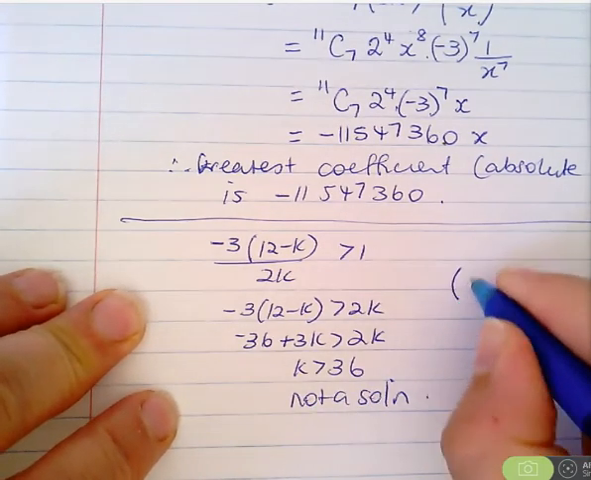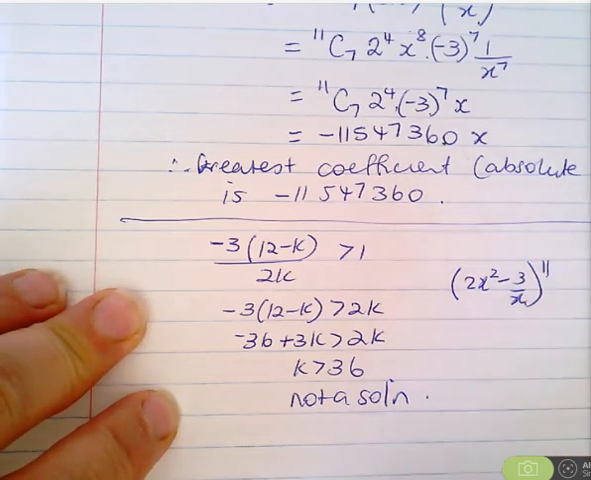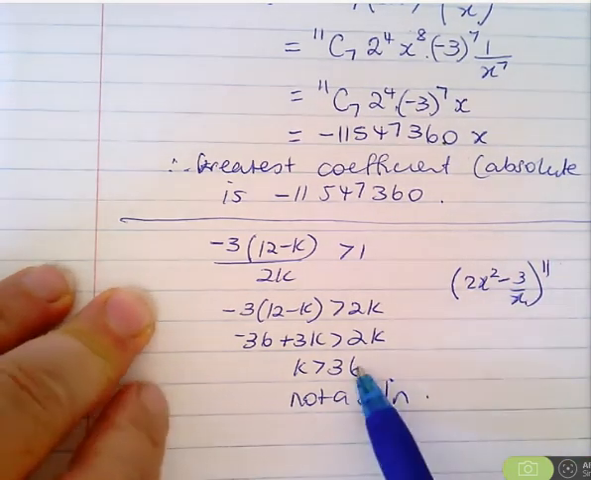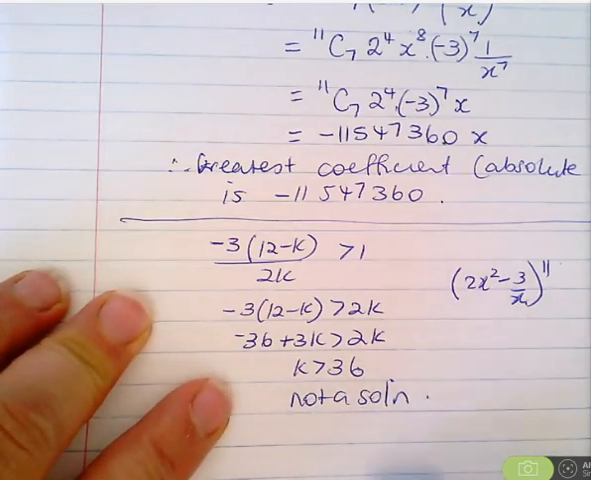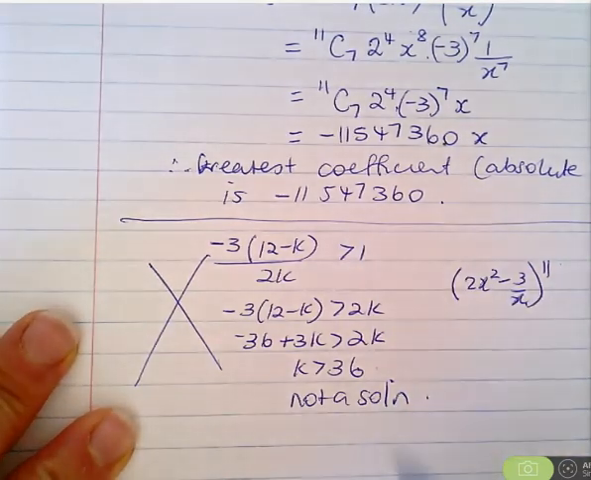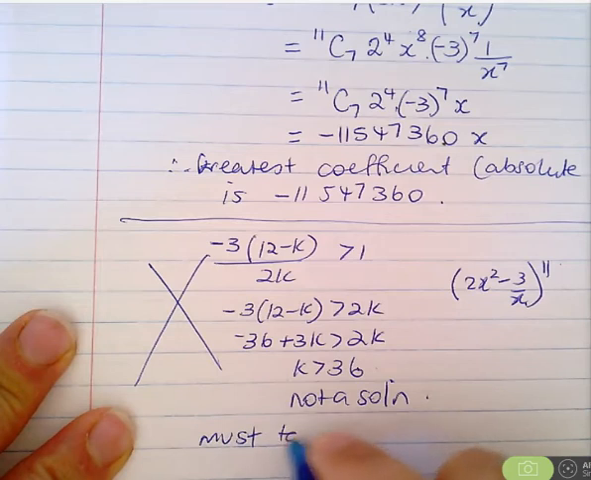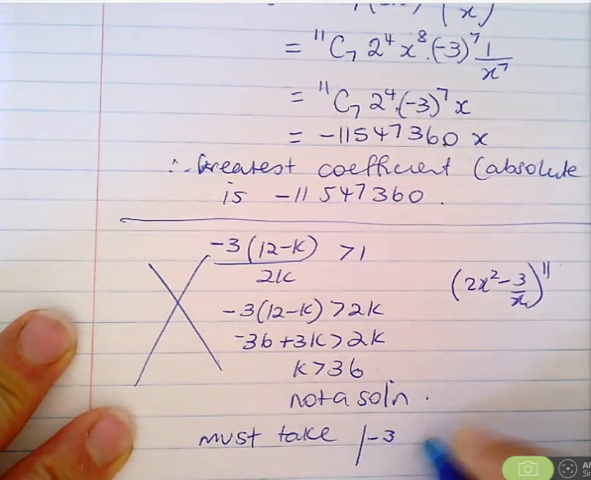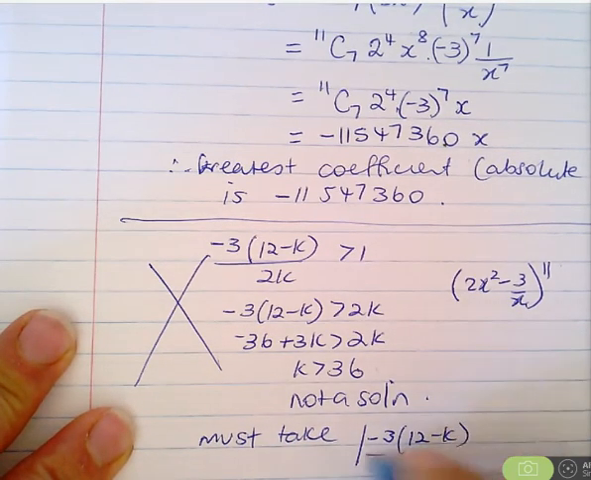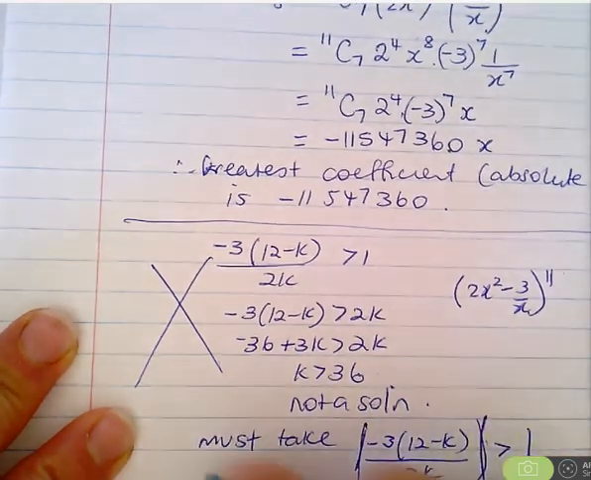Now, obviously, this is not a solution, okay? Because this is your binomial product to the power of 11. So k is a maximum of 11. You're getting k is greater than 36, or k is 37. So this is incorrect, okay? The reason is you must take the absolute value of that, okay? Must take absolute value.